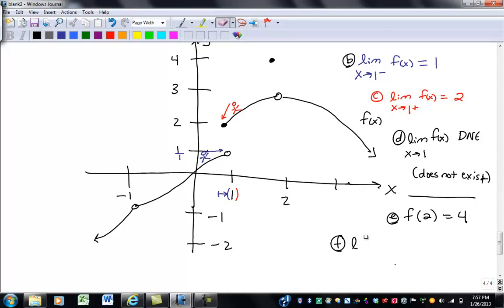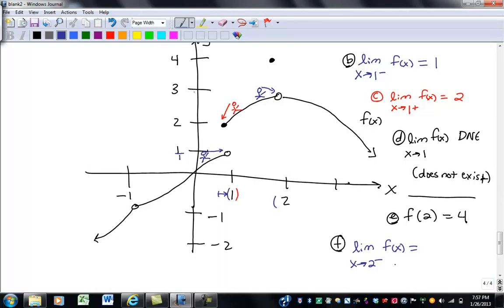Oops. Let's write this in a different color. How about blue? The limit as x approaches 2 from the left of f of x. And that's what the little negative sign means, from the left. So I need to stand a little bit to the left of 2 on the graph and walk towards the number 2.